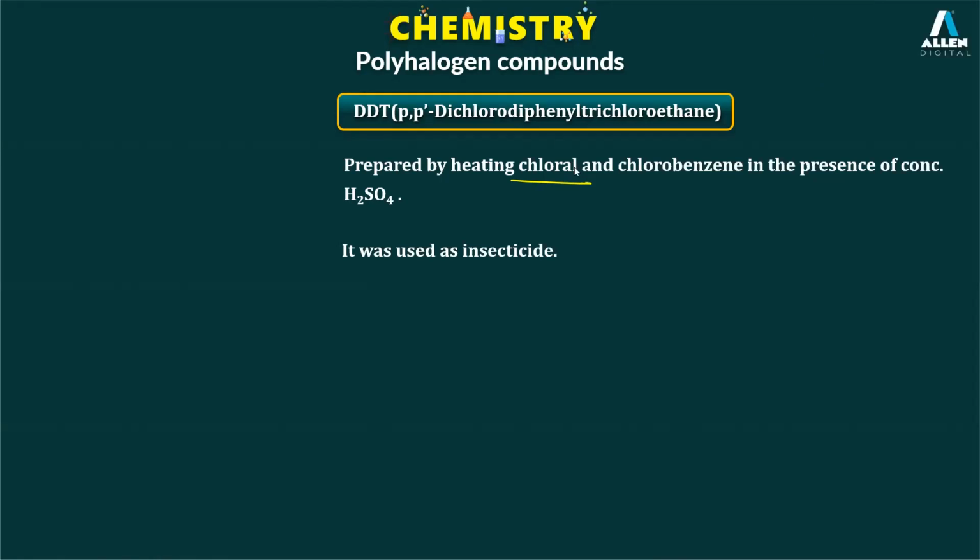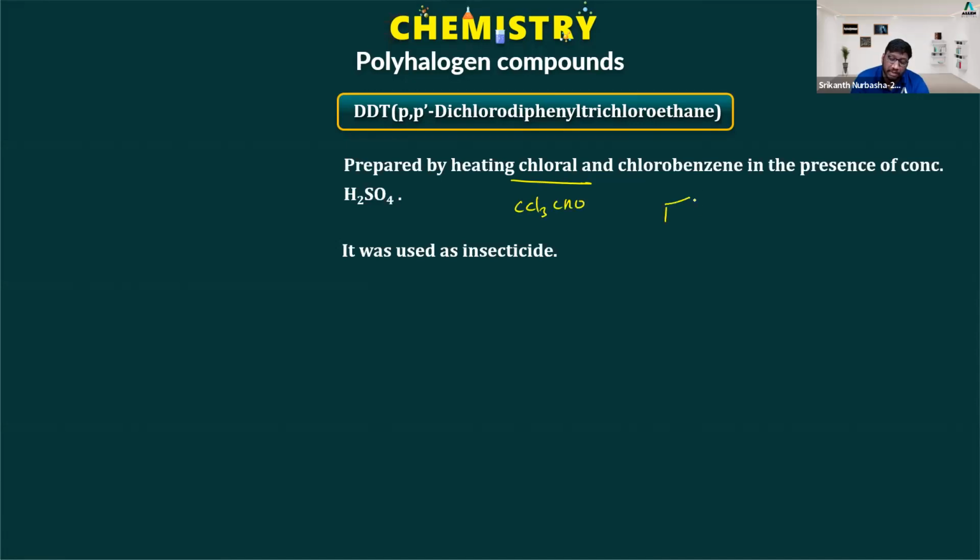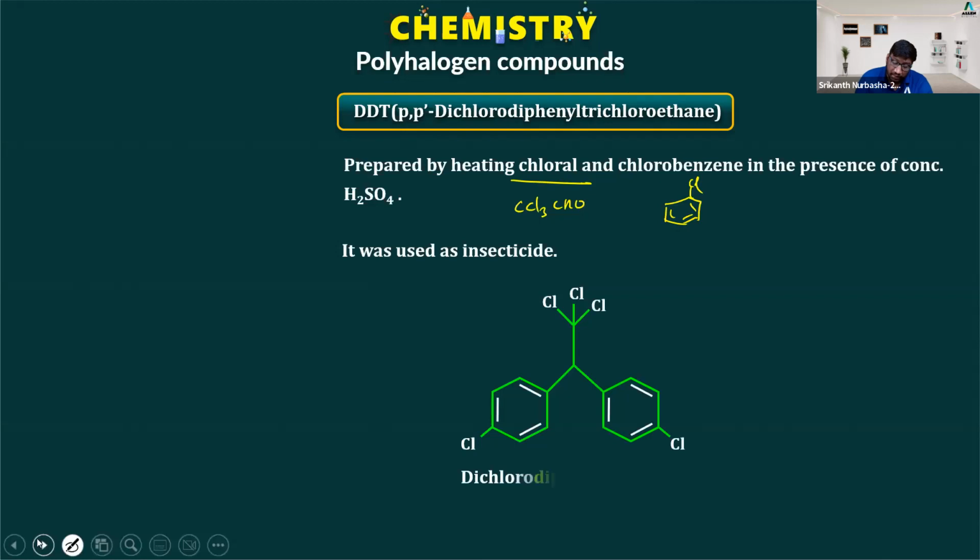CCl3CHO, chloral, and chlorobenzene. So chlorobenzene and chloral are heated in the presence of H2SO4, and you will get DDT. It was earlier used as an insecticide, but now its usage has been reduced. And this is the structure of diphenyl trichloroethane.